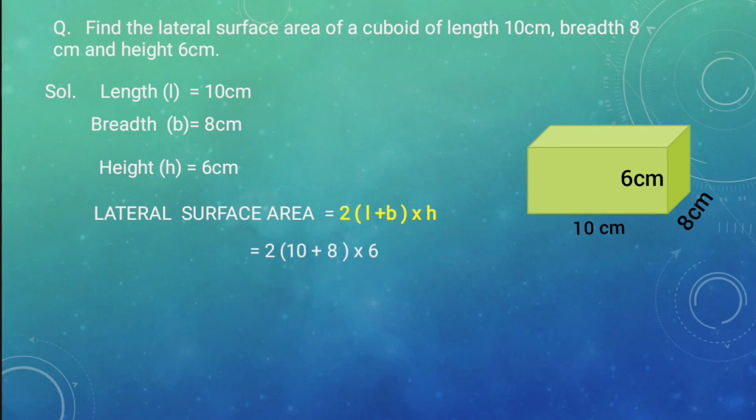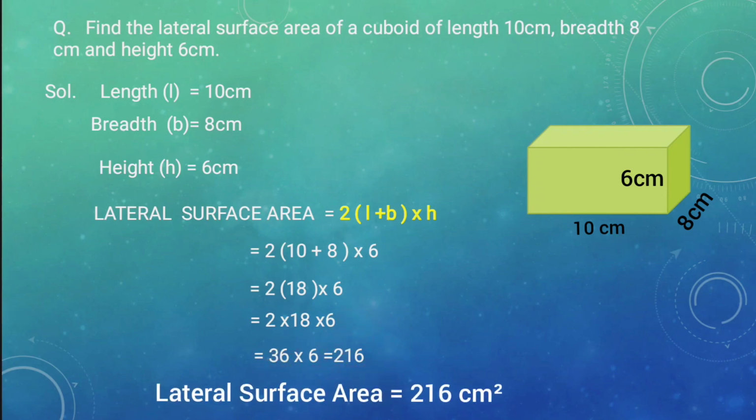So let's find out. 2 multiplied by (10 plus 8), length plus breadth, that is 10 plus 8, multiplied by 6. This height is 6 centimeters, so we will write 6 here. Now we will solve this bracket first of all. So we will get 2 multiplied by 18 multiplied by 6. On further solving, we will get 216. So lateral surface area of this cuboid is 216 centimeter square. Understood? Good.